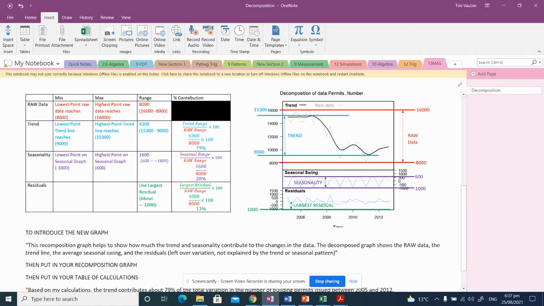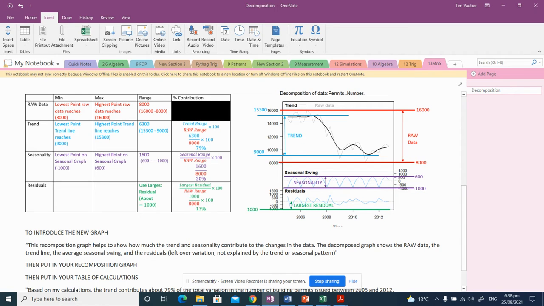of contribution. And so firstly, we want to find out, well, what's the overall range in the data? How much variation is there within the data? And so if we find the highest point where the data reaches and the lowest point where the data reaches, this is our minimum and maximum. So the total change in the data is about 8,000 building permits. That's the total variation we see from the highest to the lowest point. And this total here is going to be used to help work out the percentage of contribution that each of the other things has. And our next row is for trend.